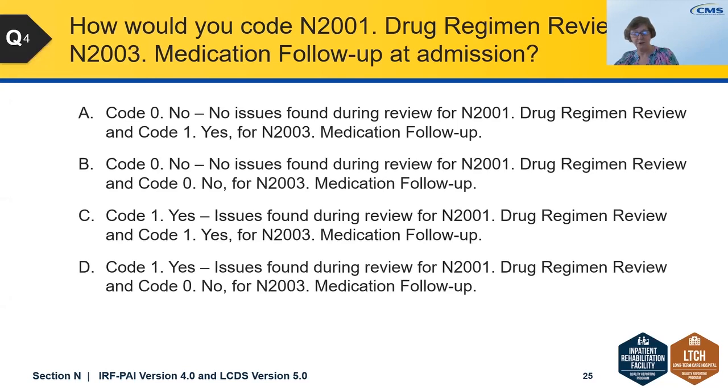So let's go to our next poll question and take a few minutes to decide how would you code N2001 drug regimen review and N2003 medication follow-up at admission.